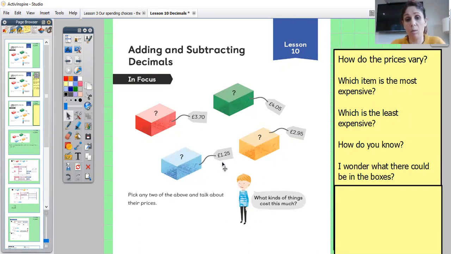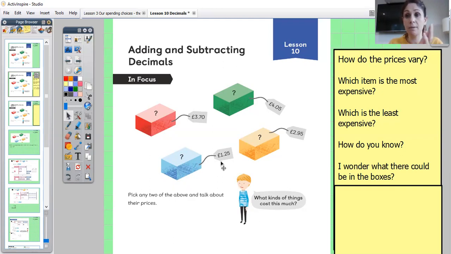Generally thinking about what could cost £1.25, what could cost £4.05. So let's see, what sorts of things might you have? Could you get a computer game? Could you get a computer game for the Switch? You couldn't, could you? No. So that would be much more expensive than that.